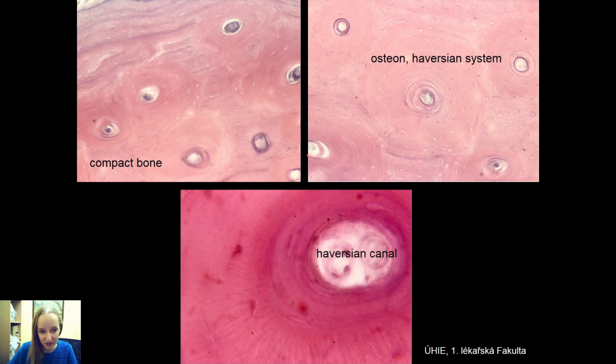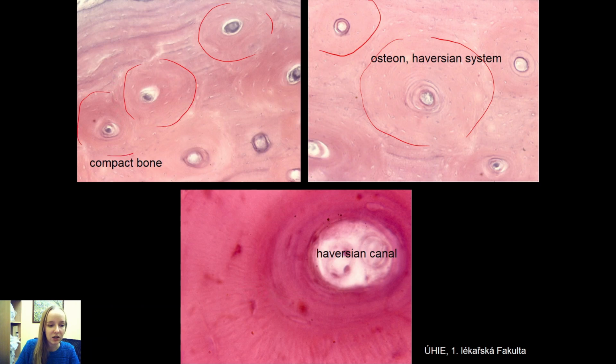So when the lamellae are so concentric, we call this whole system an osteon or Haversian system. And we can see it right here in the bone. So this is an example of compact bone, very dense bone, made of these Haversian systems. So many concentrically arranged lamellae around the canal that is also called the Haversian canal here.